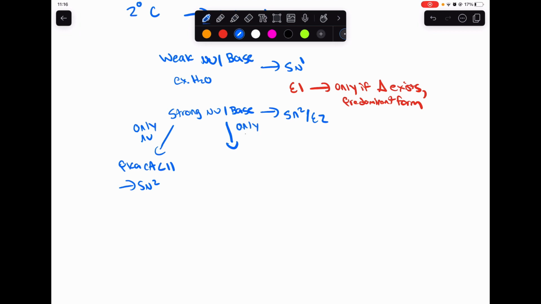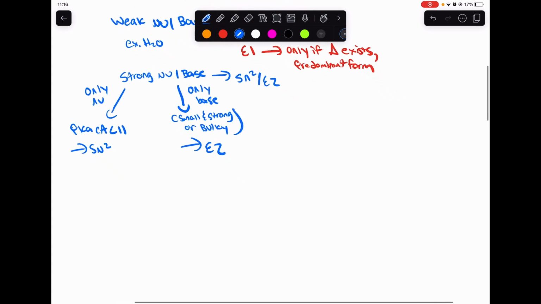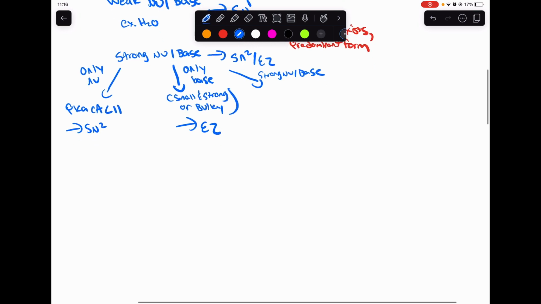If it's only a base, and this base is, let's say, either small and strong or bulky, this would be E2. And if we have both a strong nucleophile and base, it can undergo SN2 or E2.